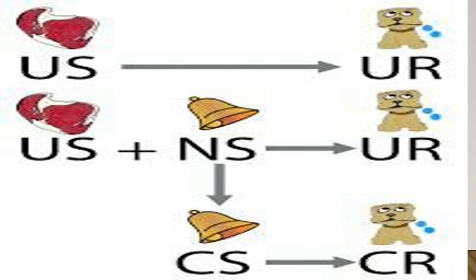The formula is: unconditioned stimulus, US or UCS, produces unconditioned response, UCR or UR. So US produces UR. In the next formula, unconditioned stimulus plus neutral stimulus produces the unconditioned response, and the neutral stimulus becomes a conditioned stimulus. So when the unconditioned stimulus is paired with a neutral stimulus, that neutral stimulus becomes the conditioned stimulus, and that conditioned stimulus produces a conditioned response. So this was all about classical conditioning and the elements of classical conditioning.